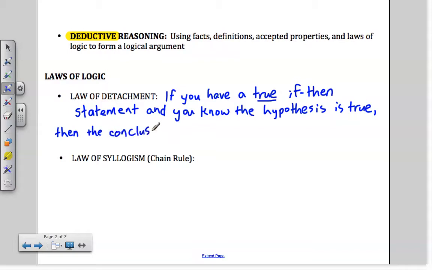Remember that this has to start by knowing that the if-then statement you have is actually a true statement. And if you know the hypothesis or the first part is true, then you also know that the conclusion of the statement is true. I should have written also true. Okay, so an example of this, let's say we have a true if-then statement.